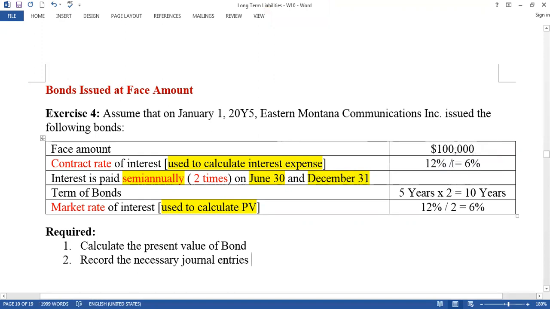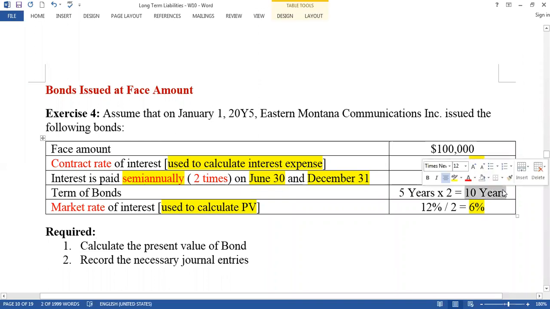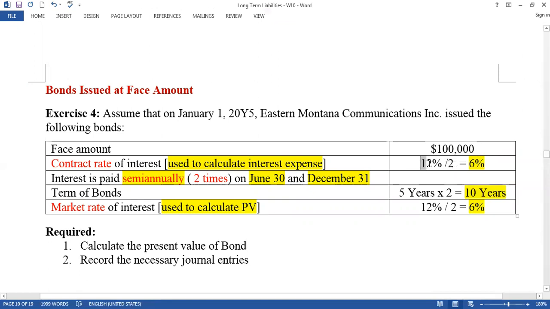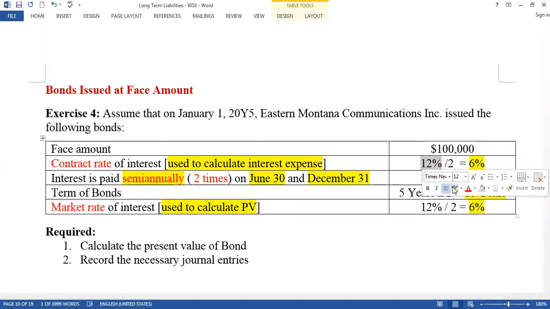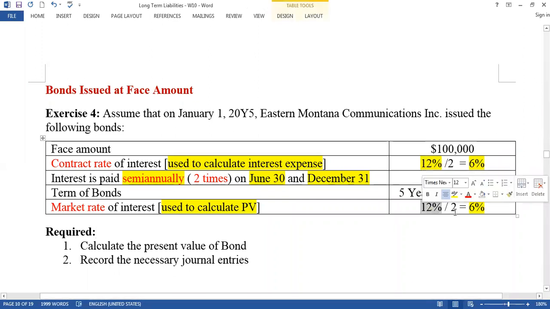So we are going to convert. The contractual interest rate divided by 2 is 6%, and the market interest rate divided by 2 is 6%, and we make it our compounding time period. Now our compounding time period is 10. You can see that the contractual interest rate is 12% and the market interest rate is also 12%. As these rates are similar, it is called a face amount bond.